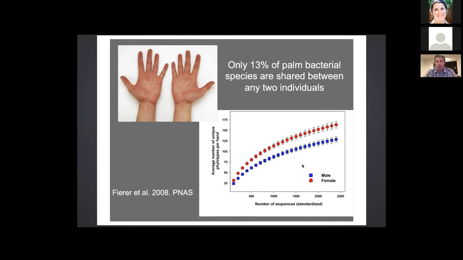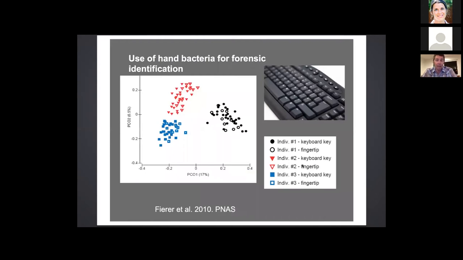So this led to a next study that came a few years later. We said, okay, given this uniqueness of the bacteria on your hand, can we use your bacteria for forensics? This is just one example of a project we did for this study, where what we wanted to ask is if you have a surface that you touch regularly, can we look at the bacteria left on that surface? Because every time you touch a surface, you leave some bacteria behind. Can we look at the bacteria there and figure out who would touch that surface?